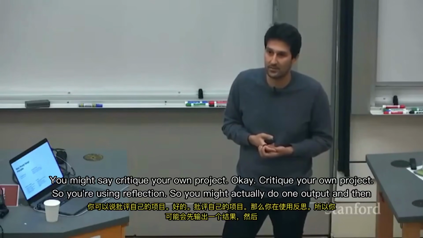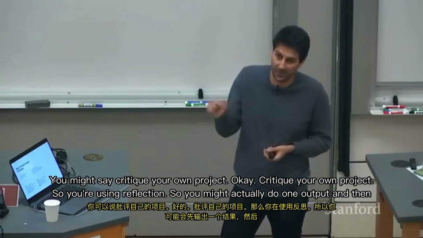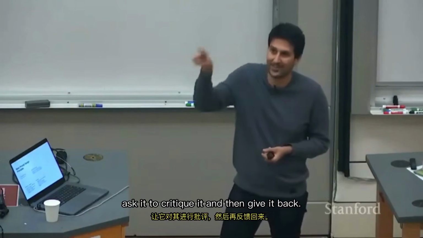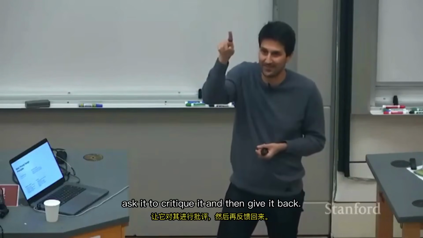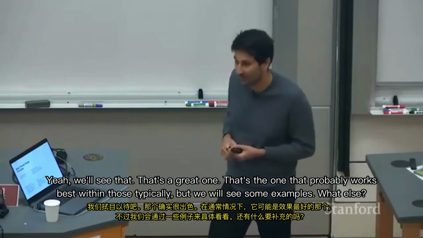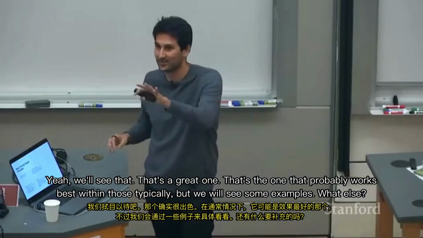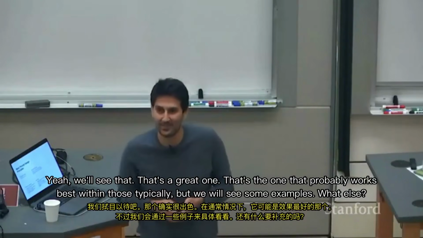First, you'd like to say critique your own model. Okay, critique your own output, so you're using reflection. So you might actually do one output, then ask it to critique it and then give it back. We'll see that. That's a great one. That's the one that probably works best within those typically, but we'll see some examples.